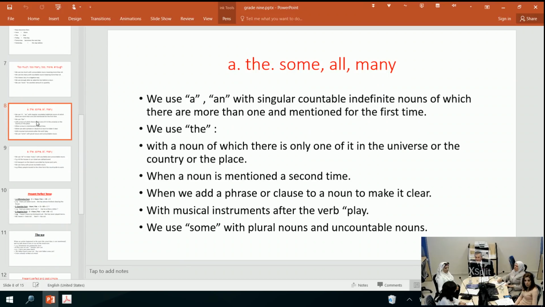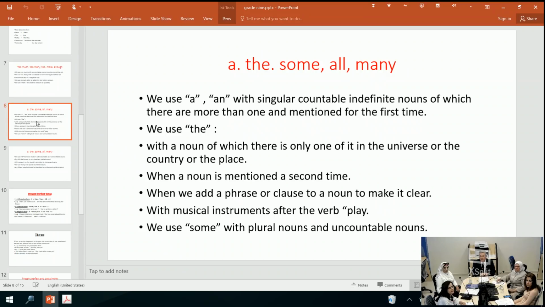Indefinite, what do we mean by indefinite? It is not known, not clear, and it should not be mentioned before, because when it is clear we use the. We say of which there are more than one, because when we have only one, as we will see later, we use the. And it should be mentioned for the first time, because when it is mentioned for the second time, we use the. So we summarize: singular, countable, indefinite nouns mentioned for the first time, and there are more than one of it.